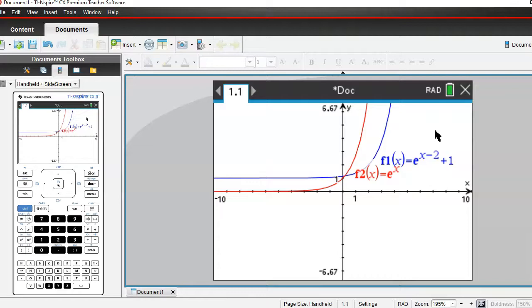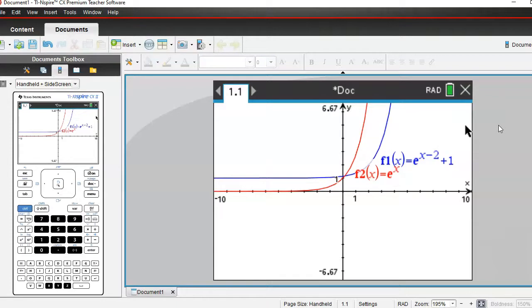What does this mean for domain and range? Let's think about that for a moment while we're here as well. Again, look at the blue graph, please. Domain is x, left, right. Is there anything to stop this thing from going left? No. Is there anything to stop this graph from going right? No. So my domain is going to be all real numbers.